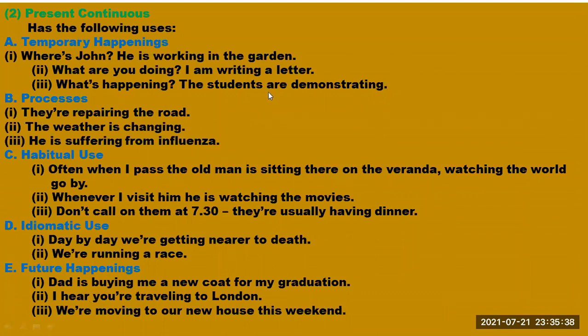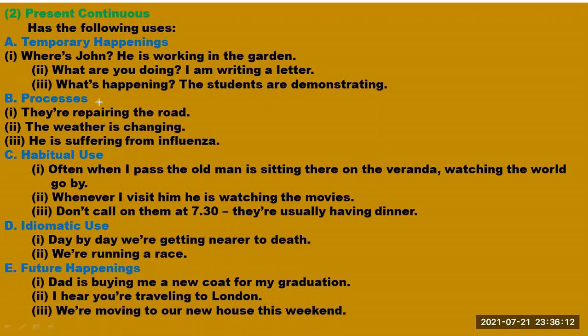Present continuous. The present continuous has the following uses. You have the use of the present continuous in talking about temporary happenings. If I ask you, what are you doing right now? You can say, I am writing a letter. If I say, where is John? He is working in the garden. What is happening right now? The students are demonstrating. What is happening at the time of reportage?